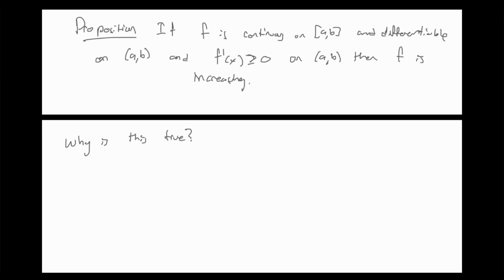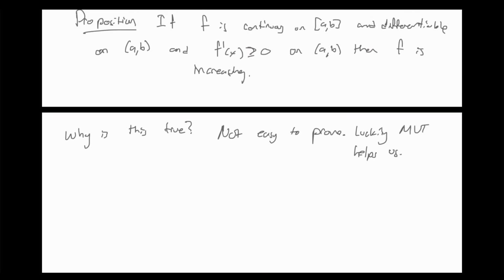You might have seen a justification for this coming in the form of a picture. So for example, if we know that the derivative is positive, then it's behaving like its tangent line, and a positive slope means it's going up, so the function should be increasing. But if you try to sit down and prove this rigorously, it's not trivial. But luckily, our friend, the mean value theorem, comes to help us here. So let's see a proof of this.